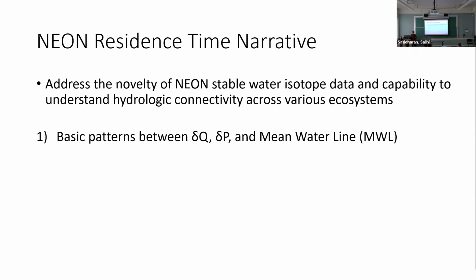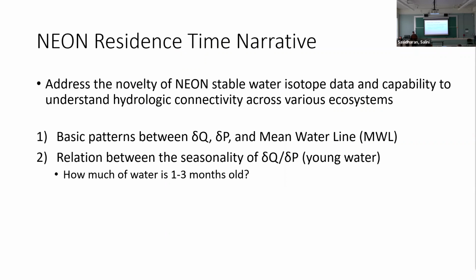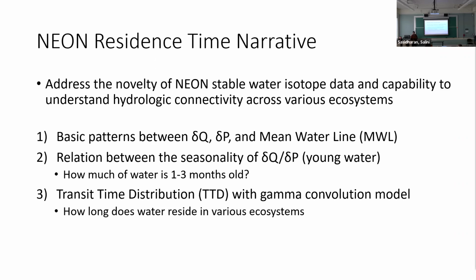Three main things that I'll talk about are the basic patterns between the isotopes in stream flow, Q, and precipitation, P, and the relation to the meteoric water line or the stream water line. Topic two is the seasonality of the isotope ratios, and that helps us understand how young the water is, which ranges between 1 to 3 months old. And then finally, the transit time distribution with a gamma convolution model. So what's the average age of the water, not how young it is, but that average age.